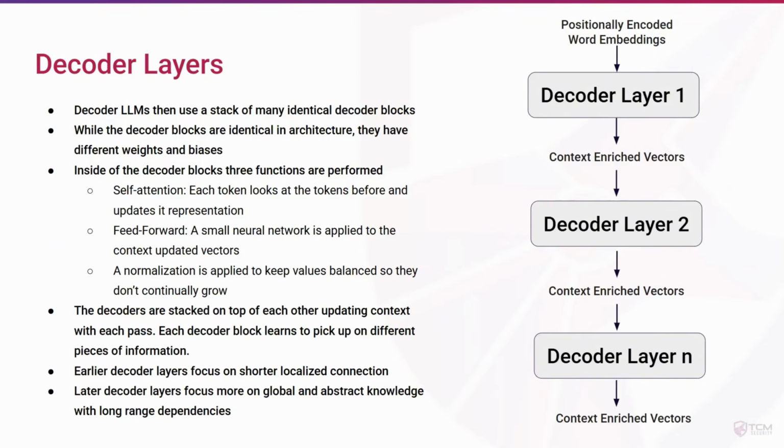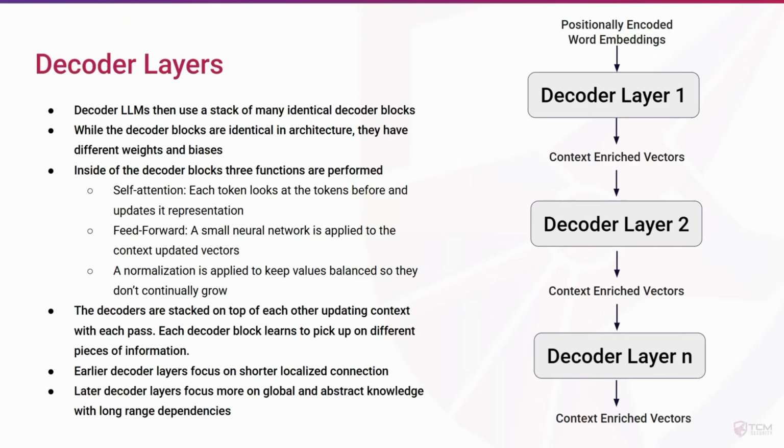So something like softmax or ReLU that we've been learning about, because otherwise, as we keep passing through these decoder layers, the values are just going to keep growing and growing and growing. So we need to keep normalizing them and squashing them down into a range that makes more sense. Again, these decoders are stacked on top of each other, and they keep updating the context with each pass.